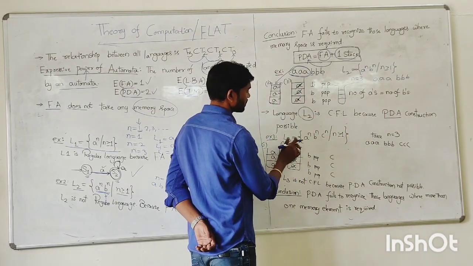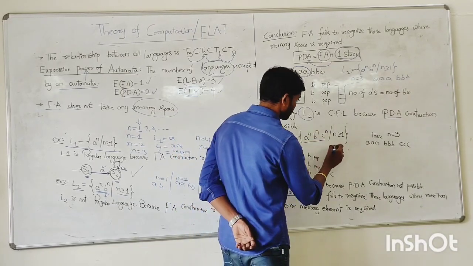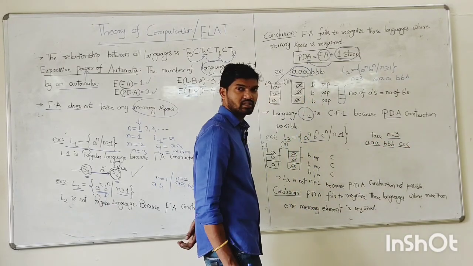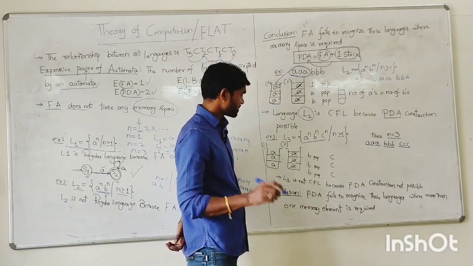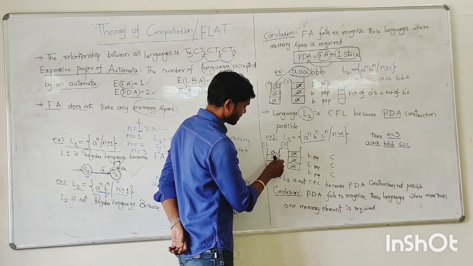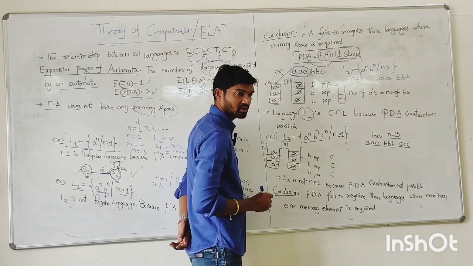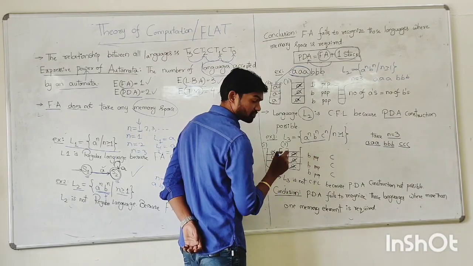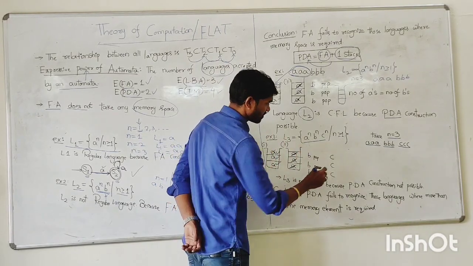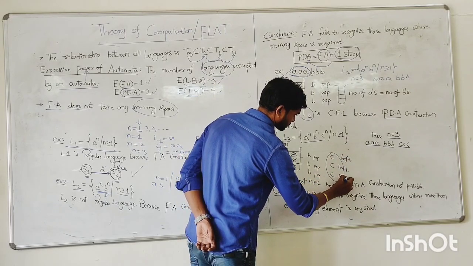Now the question is, L equal to a power n, b power n, and c power n. This means if you take n equal to 3, it is 3 a's, after that 3 b's, after that 3 c's. If you take only one stack, first you have to push 3 a's like this: first a, second a, and third a, into the stack. Then when b's come, you have to pop a's. Then a's and b's are removed, and then c's are left. An equal number of c's are left outside.